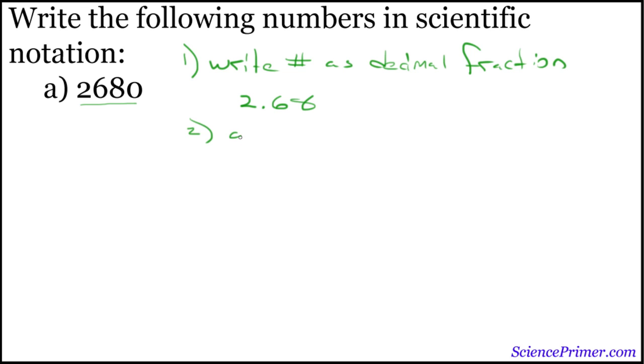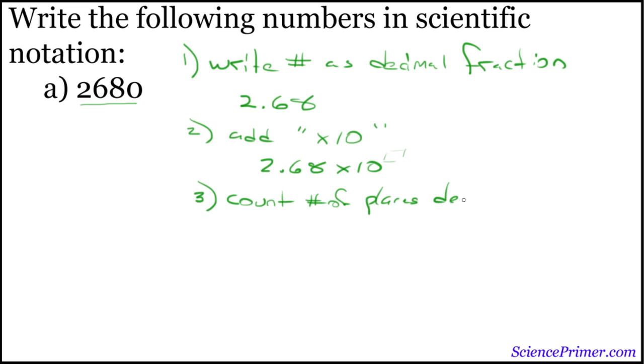Step 2, add times 10 to that decimal fraction. So 2.68 times 10. And now what we need to do is figure out what goes here, what exponent 10 is raised to. The third step here is to count the number of places the decimal moved from the original number to the one-digit decimal fraction.